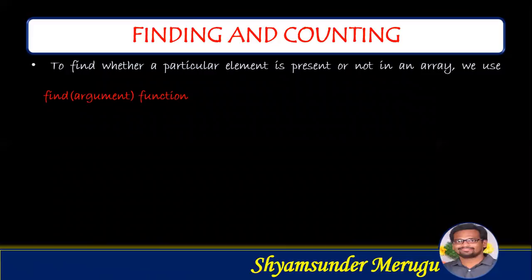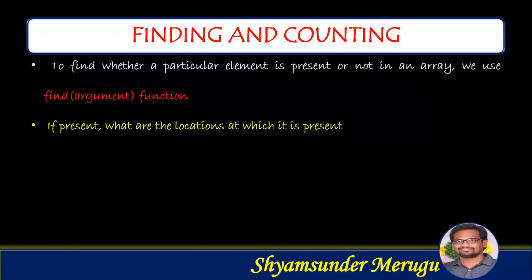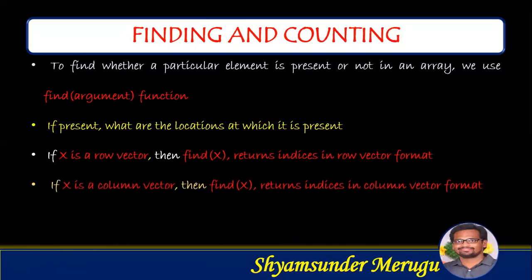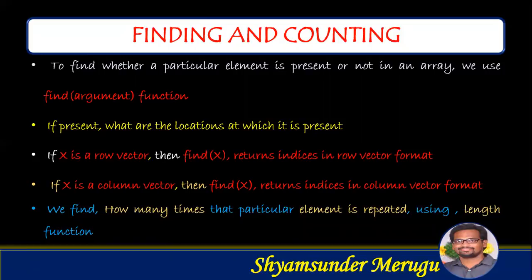Coming to finding and counting, to find whether a particular element is present or not in an array, we use a function called find. If present, we can find the locations at which it is present. If x is a row vector, then find x returns indices in row vector format. If x is a column vector, then find x returns indices in column vector format. We find how many times that particular element is repeated using the length function.